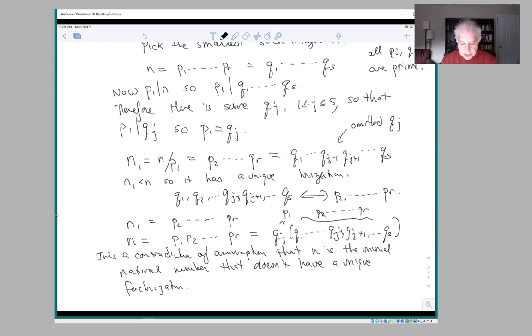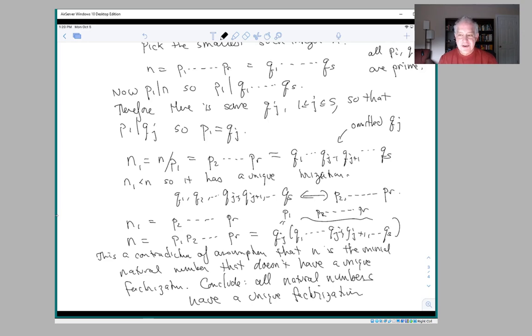And so we conclude all natural numbers have a unique factorization. And that's the fundamental theorem of arithmetic.